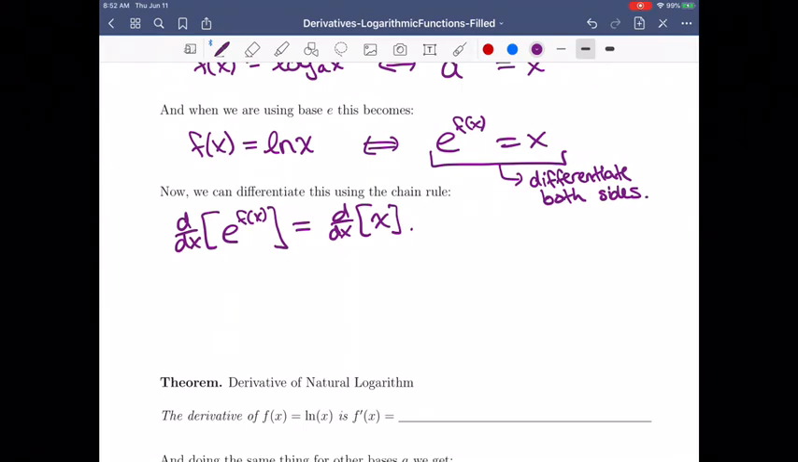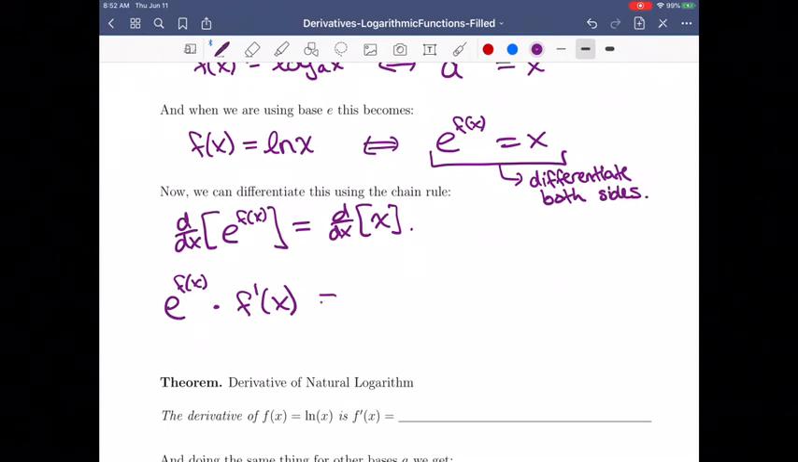What about the left-hand side? So we have e to a box. The derivative of e to something is always e to the same thing. So it's going to be e to the box, so e to the f of x, but then we have to multiply by the derivative of the box. So that's going to be f prime of x, and that should be equal to 1. So this is the outer derivative, and this is the inner derivative for our chain rule.